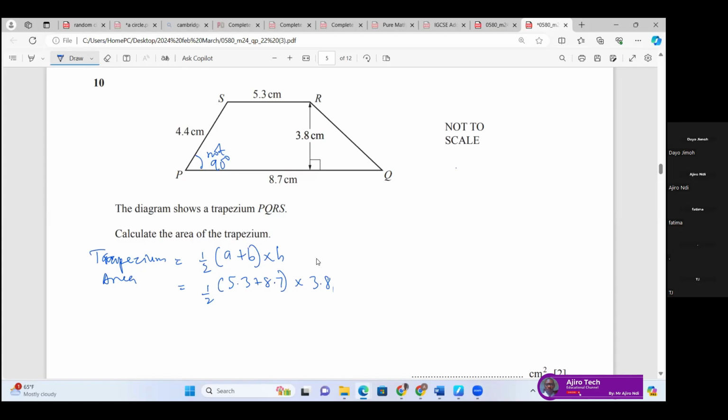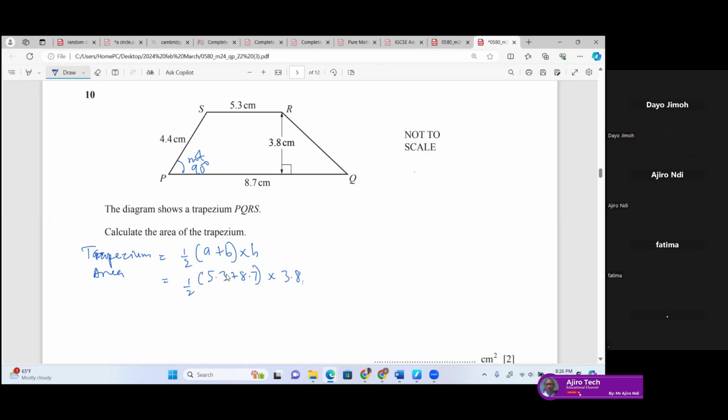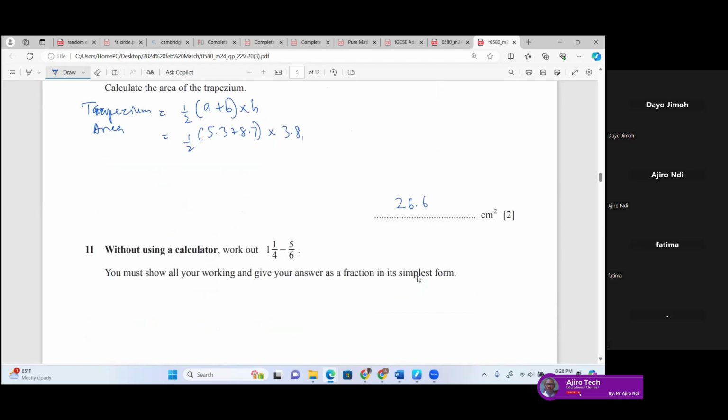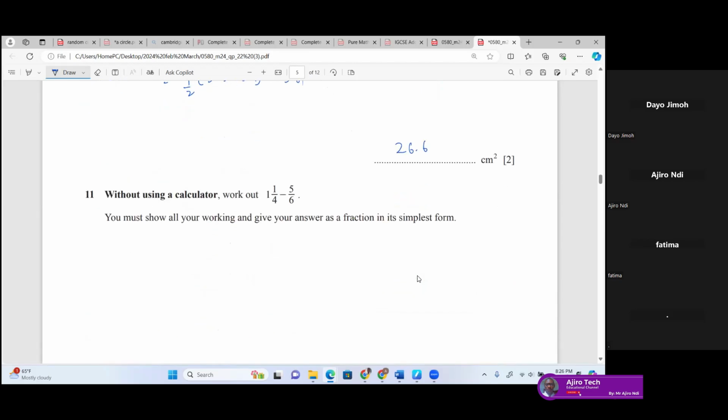8 point, okay. I think this is 14. 5.3 times that is 14. Half of 14 is 7. 7 times 3.8 should give us 26.6. So that should be 26.6. Now, this one is calculator job and it can even show working.